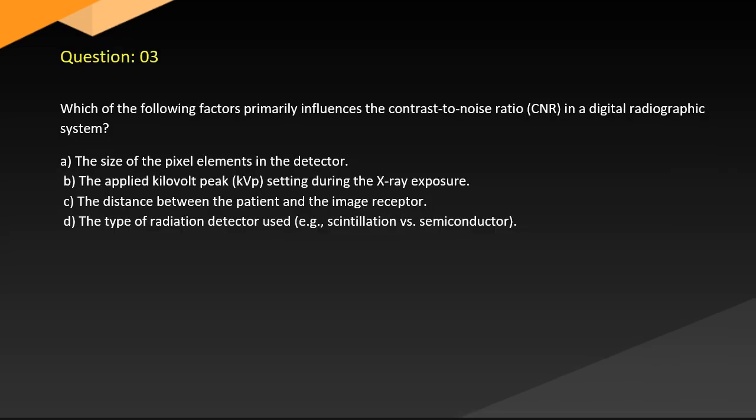Question 3. Which of the following factors primarily influences the contrast to noise ratio (CNR) in a digital radiographic system? A. The size of the pixel elements in the detector. B. The applied kilovolt peak, kVp, setting during the X-ray exposure. C. The distance between the patient and the image receptor. D. The type of radiation detector used, e.g., scintillation versus semiconductor.